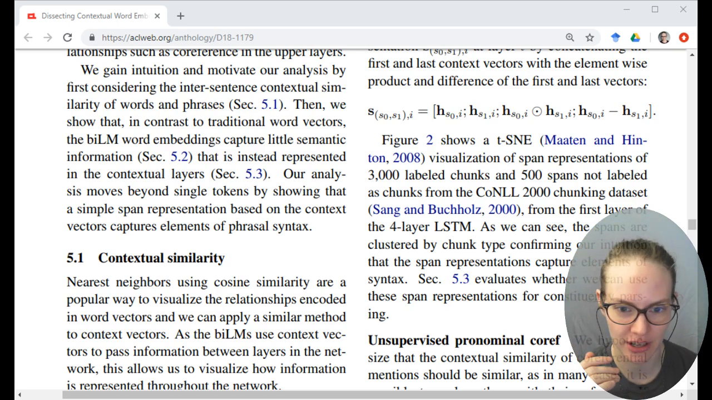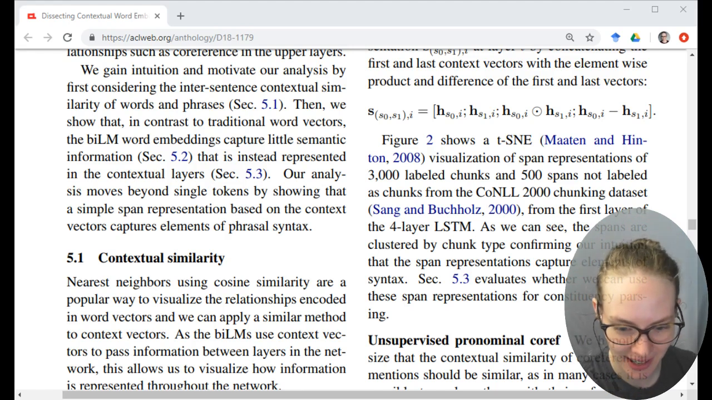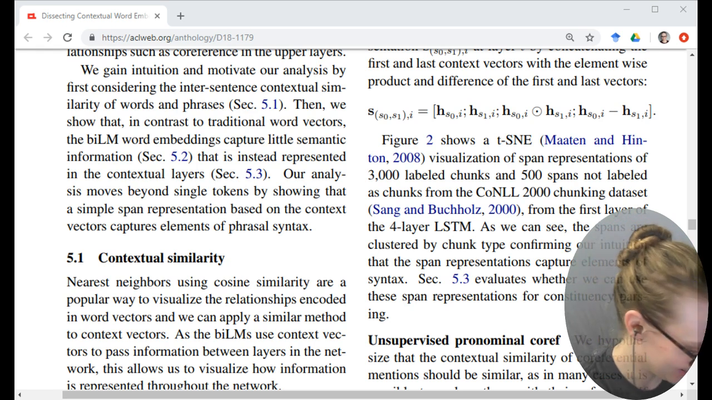Okay, so I think they just sort of asked people to identify chunks. Thank you. Doi says, bless you.